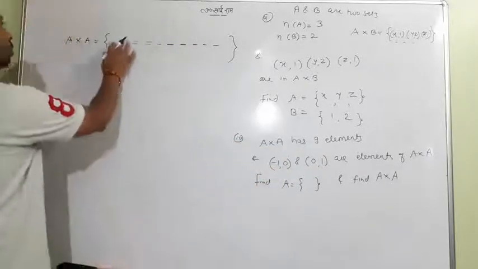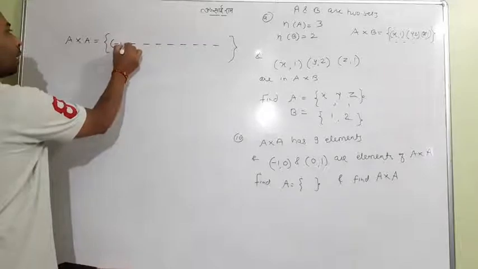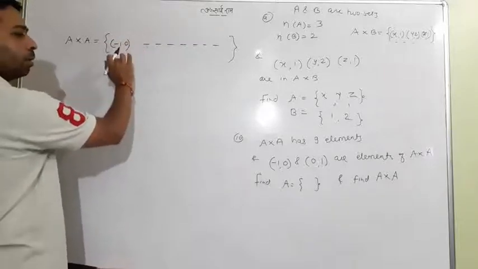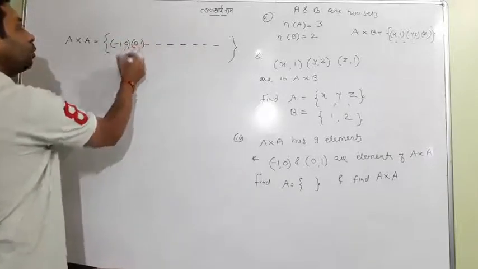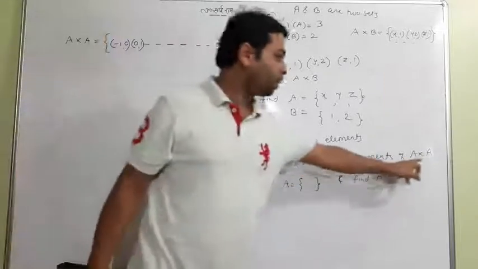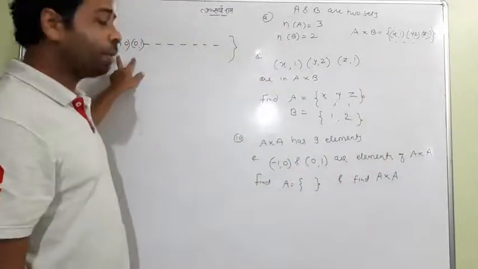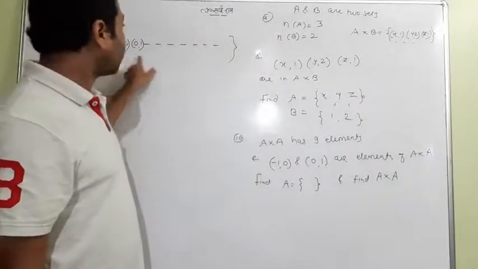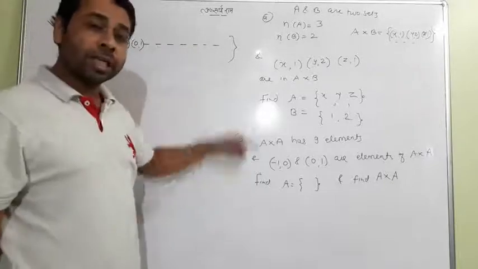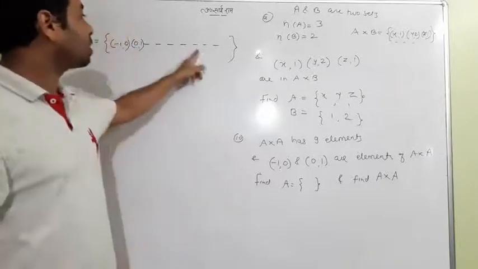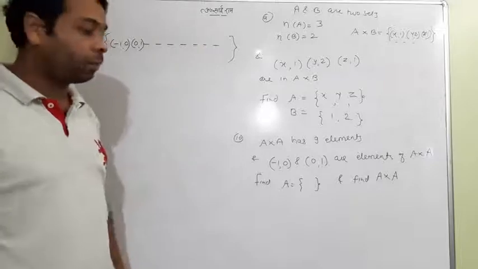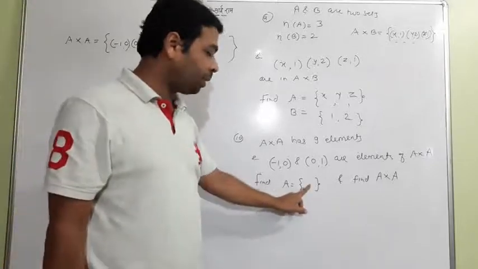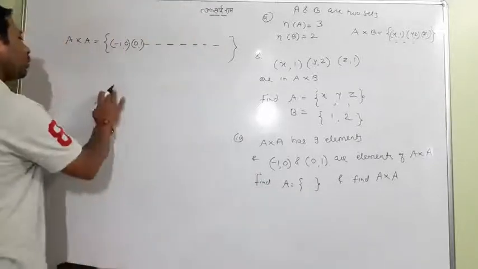-1, 0 and 0, 1 are 2 elements of A cross A, meaning only 2 elements are given. But it has 9 elements. 7 are still hidden. Only 2 elements are given. The question says find the set A. So still, don't be afraid about it.